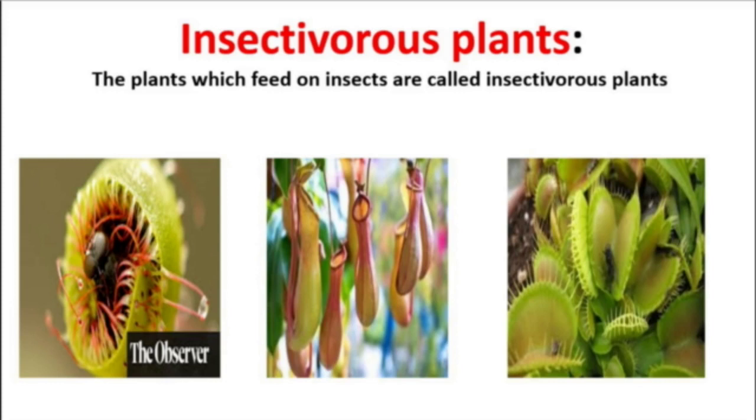Now observe the pictures of pitcher plant and Venus flytrap. What is the color of their leaves? The color of the leaf is green. Does this indicate that these plants also perform photosynthesis?